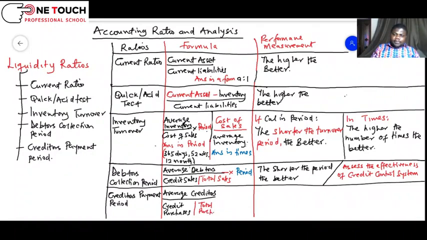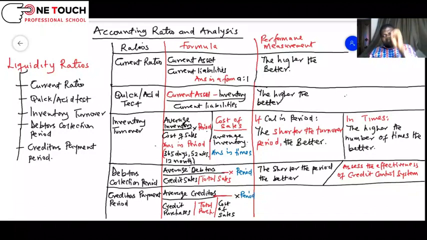Where you don't have total purchase, you use cost of sales. So you multiply by what? The period. This one, the longer the period, the better. But don't forget, once it is too long, your credit worthiness may be affected in the long run. The longer, the better.